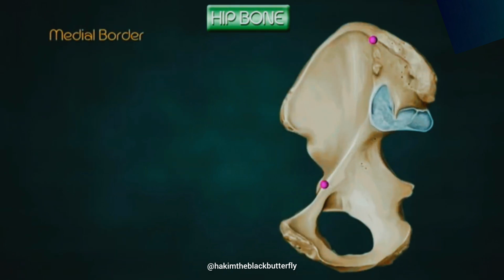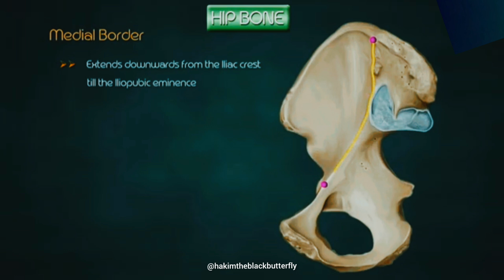Medial border. It extends downwards from the iliac crest till the iliopubic eminence. It separates the iliac fossa from the sacropelvic surface. Its lower part is smooth, round, and is called the arcuate line.